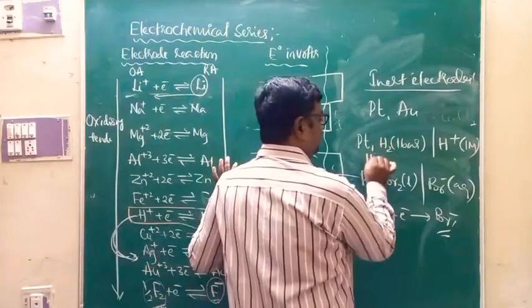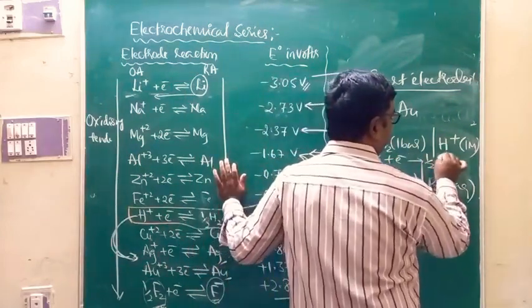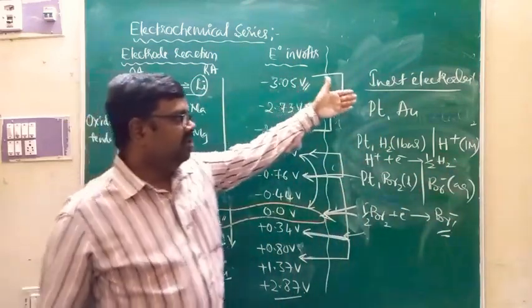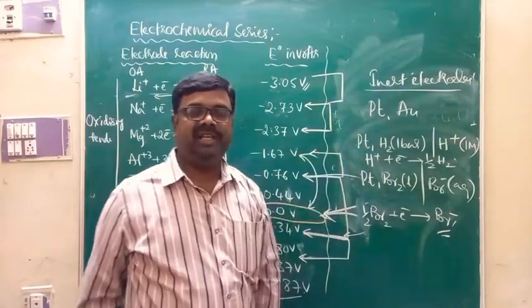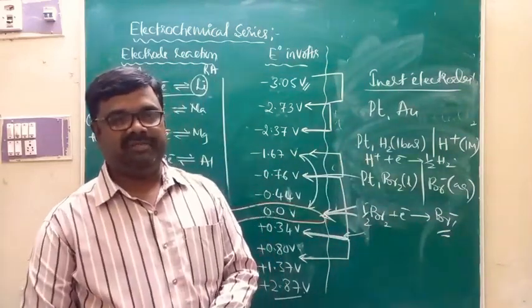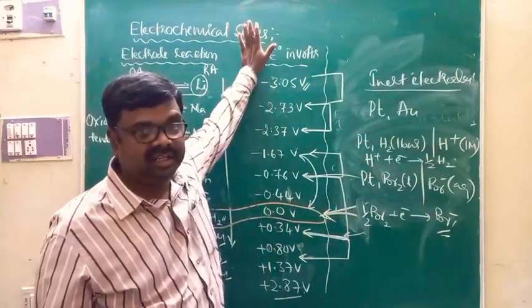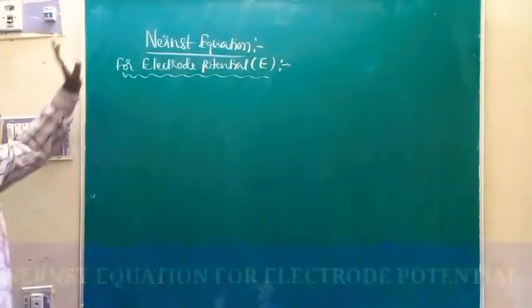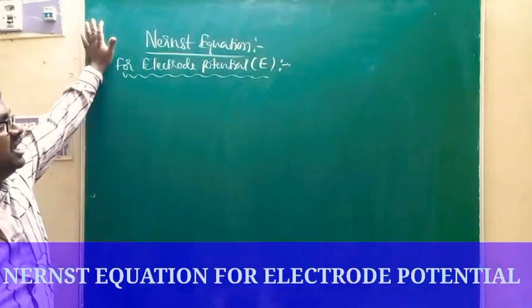In hydrogen electrode, you had seen H plus will take up one electron and becomes half H2. This is the reaction in hydrogen electrode. They do not take part in chemical reaction, inert electrodes, but they provide surface for the oxidation and reduction reactions to take place. And this is what we call electrochemical series, and of course inert electrodes. Now we'll go to the next topic. Next and very important discussion as far as your annual examination is concerned, that is Nernst equation.